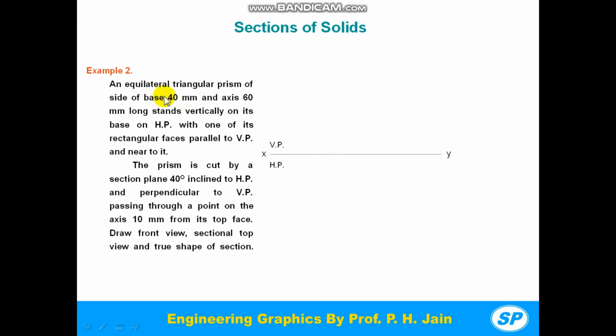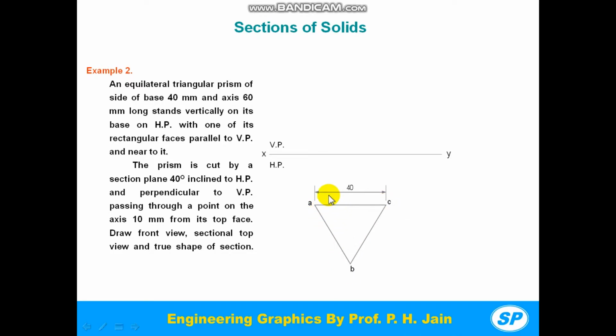Now, see, this is a triangular prism which is resting on its base on HP. So, we have to start from HP. On HP we have to draw the base of the triangular prism, that is a triangle. But how to draw this triangle? See, one of its rectangular faces is parallel to VP and near to VP. Means we have to draw the triangle in this way.